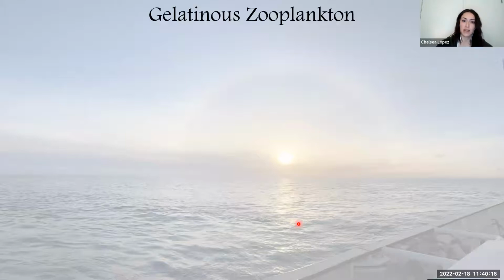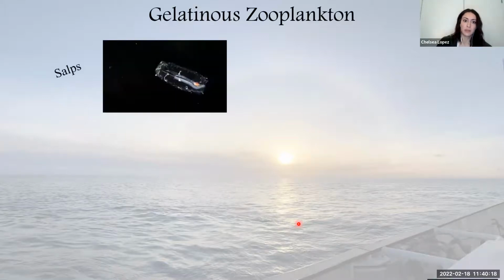And one of the things they count is gelatinous zooplankton. So here's a salp, and it kind of scoots through the water. As it does that, it's collecting particles within itself, and it consumes those particles. So that's what it's eating. And these can get pretty big, like the size of your hand, and they also form chains, really long chains. I've seen people eat one. I don't recommend it.